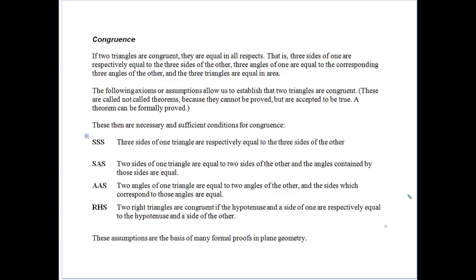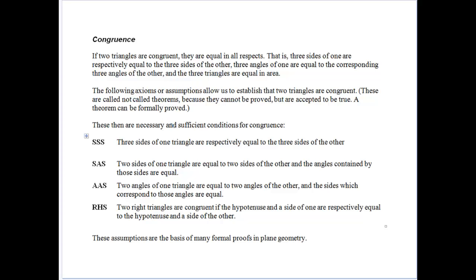Now, a lot of the work we do and problems we solve in this course is going to deal with showing that two triangles are congruent. If they are congruent, the definition of congruence is that two triangles are equal in all respects: all their sides are exactly the same, and their angles are exactly the same, in two different triangles.